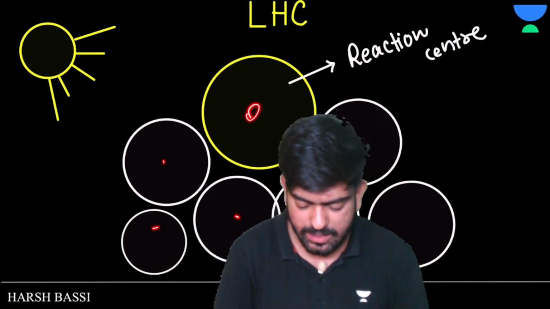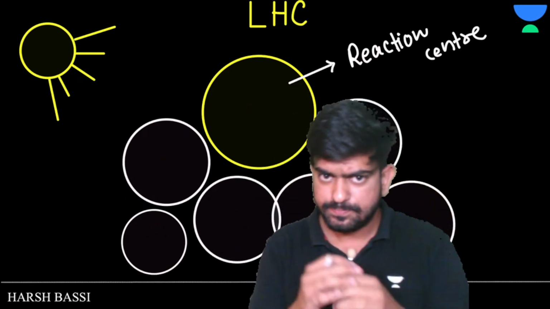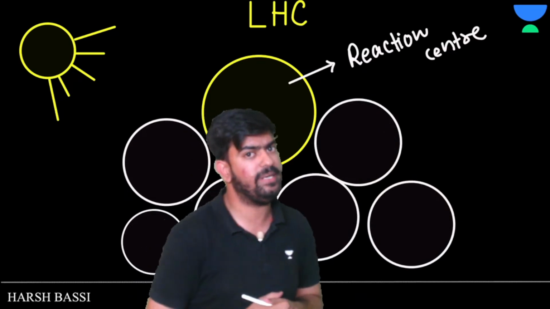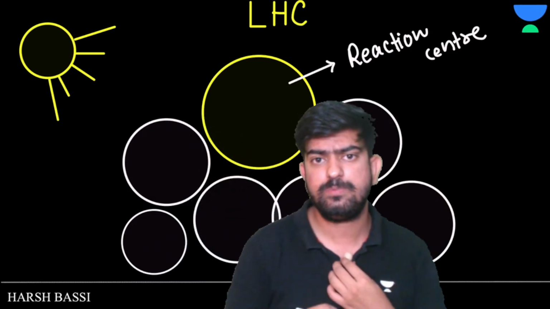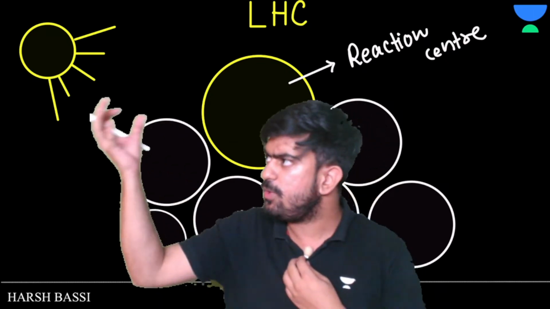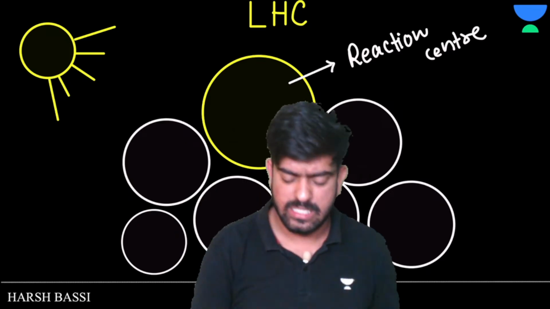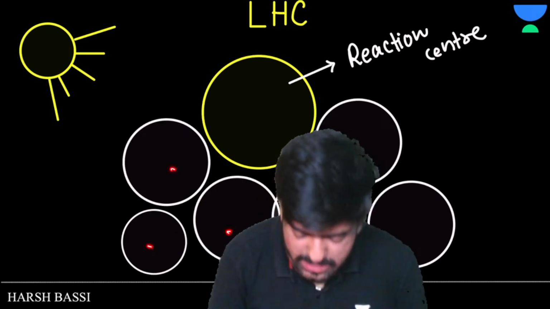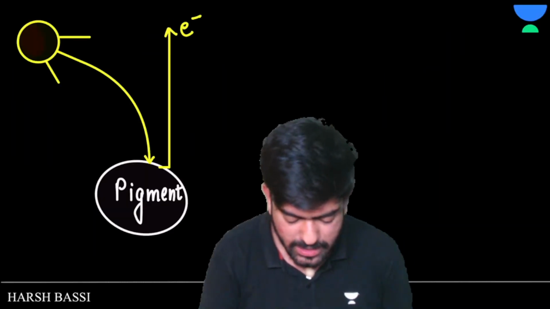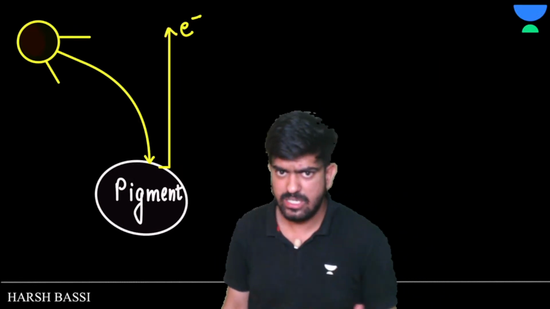and all the other pigments are the secondary pigments. Clear? Now what happens is that the work of these pigments is to absorb the sunlight. Now what they do is that as soon as these pigments absorb the sunlight, what happens? They emit electrons. Easy? It's very easy.